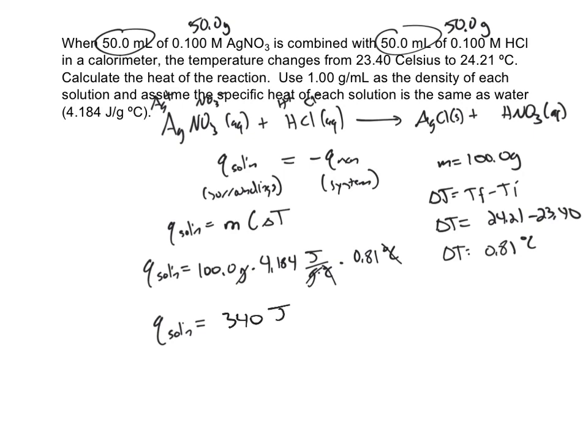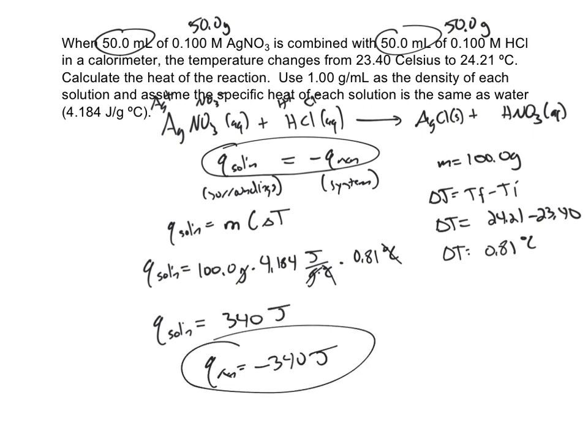And then we're going to use, right, this is the solution, this is the surroundings. So the Q for the reaction is going to be the opposite of that. And so the Q of the reaction is going to be negative 340 joules. Right? The reaction gave off heat. This caused the temperature of our solution to increase. And so it makes sense that this is going to be negative because this was clearly an exothermic process.